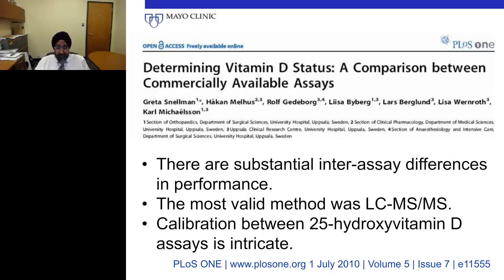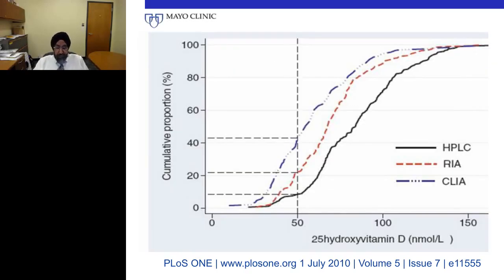There's a lot of literature which has been published comparing various immunoassays with the gold standard tandem mass spectrometry, and this is one of those papers highlighted on this slide. This particular paper concluded that based upon what assay is used, we can reach different conclusions for the prevalence of vitamin D deficiency in the population. For example, the black line is showing the HPLC method, that at 50 nanomoles or below, approximately 10% of the population will be below 50 nanomoles. But if the same population is tested by the radioimmunoassay, then the conclusion will be that almost 21-22% of the population will be below 50 nanomoles.